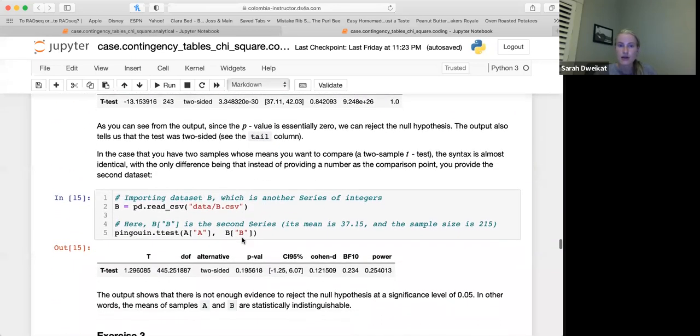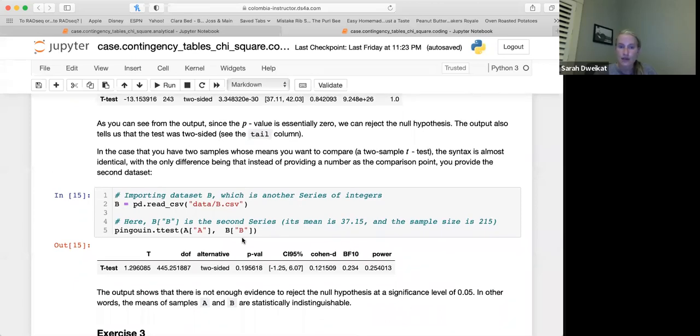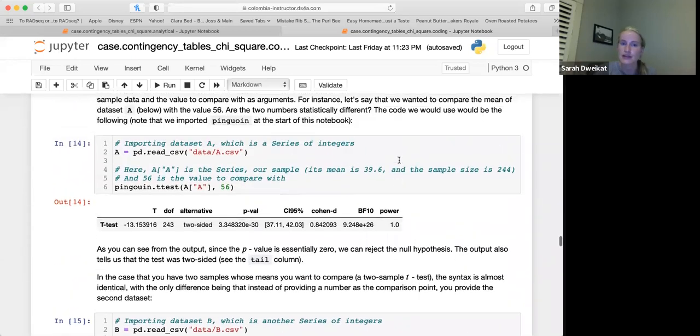And then we can also do a two-sample t-test. They're all two-sided t-tests. A two-sample t-test is when you have two data sets where you've taken multiple data points and you're trying to test the means of two different data sets. Okay, so here, remember, we did a one sample t-test where we had one sample. We had those 244 data points from A, and we wanted to know, is it different from 56?